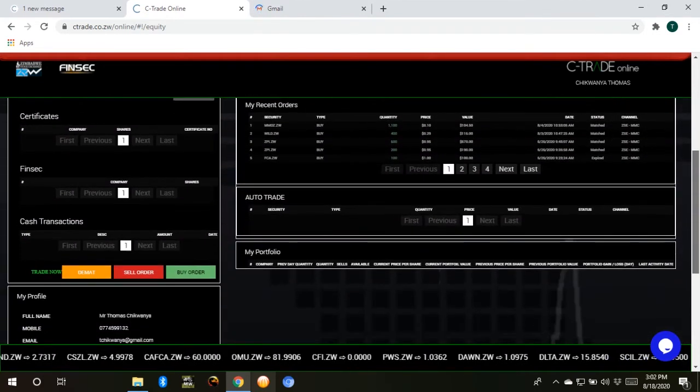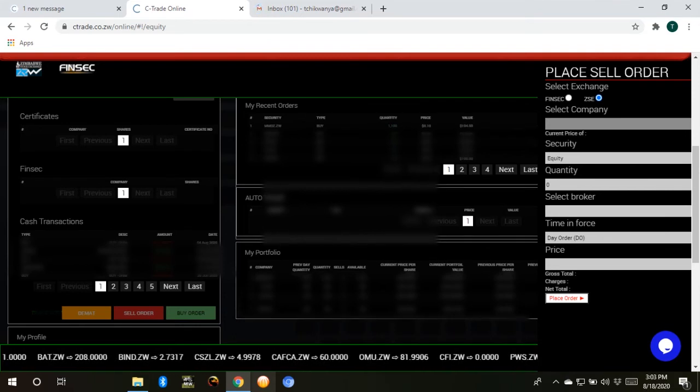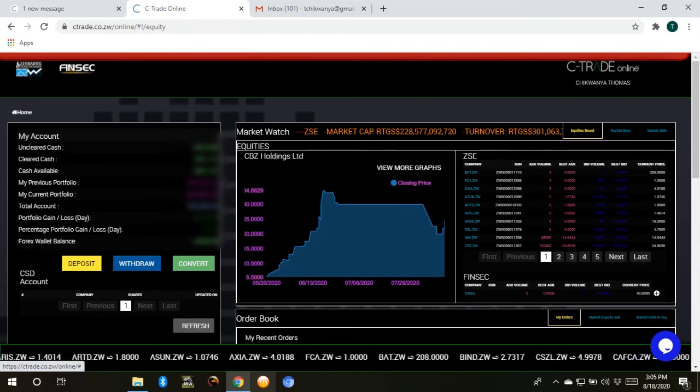So if you want to sell shares, you just scroll down and click on place a sell order. The process is just the same as buying. Just enter the company, the number of shares, the time in force, and also select the broker and the price that you are willing to sell your shares at, and then you click place order.